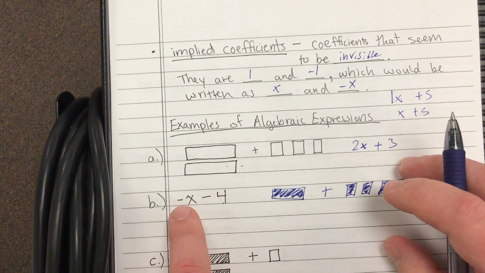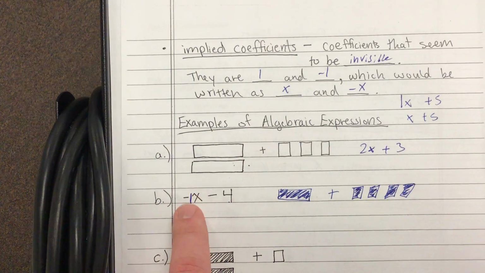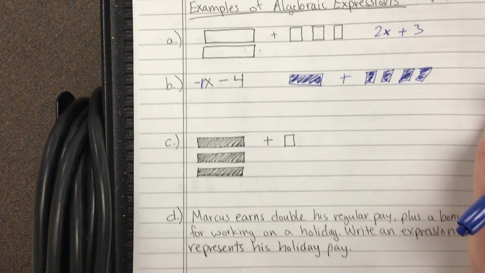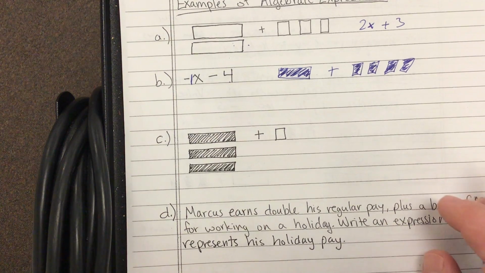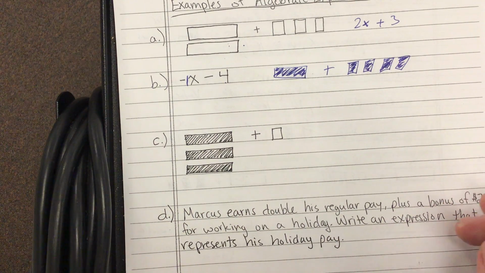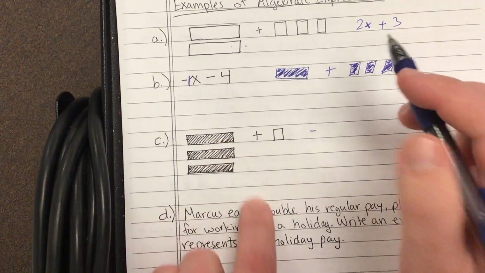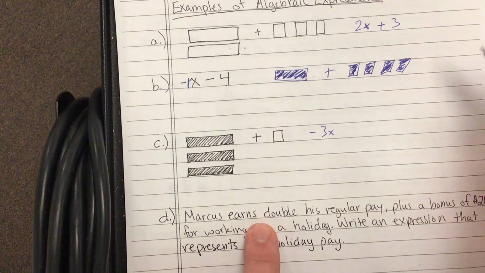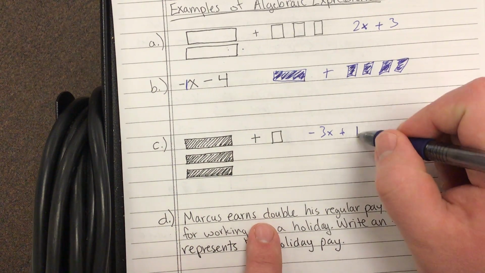Now here's another example of these implied coefficients. This is -x. We could have -1x there, but we don't need it, so we just write -x. All right, Asia, what's our expression going to look like for C? Okay, how many x's do we have here? 3. So -3x there. Plus 1. Good.